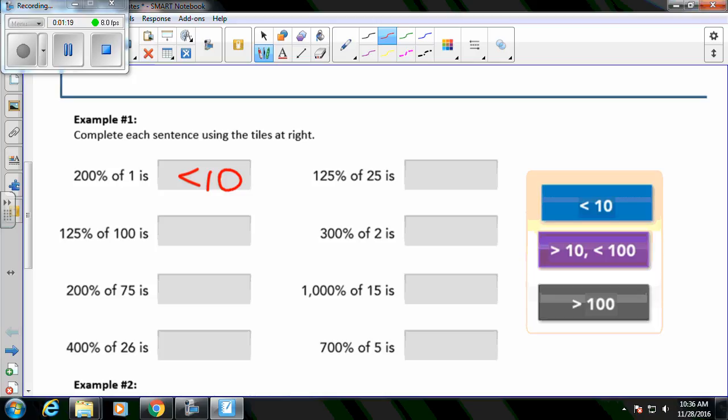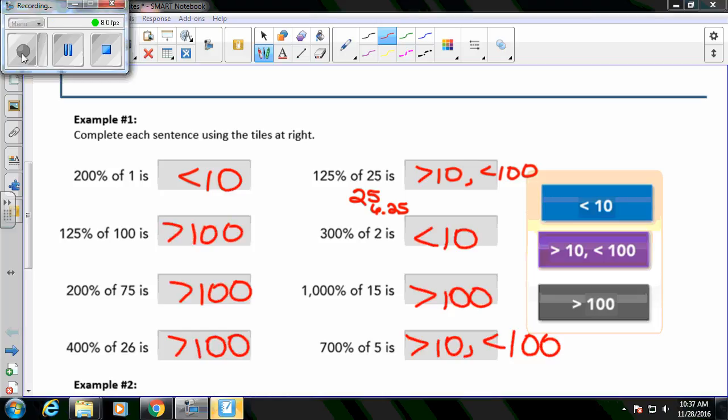125% of 25, let's think about this. 100% of it would be 25, and 25% of it would be a quarter of that, which would be a little bit more than 6. It would be 6 1/4 actually, right? So that's greater than 10, but less than 100. I'd like you to finish these up, and then we are going to go over them.